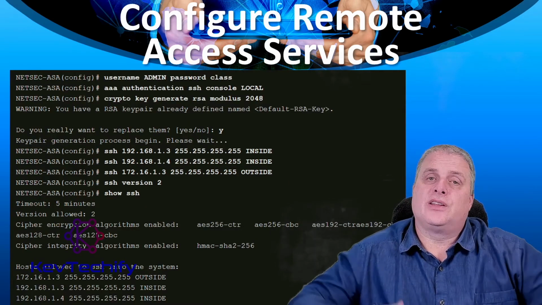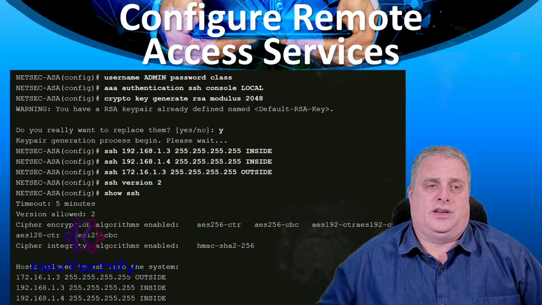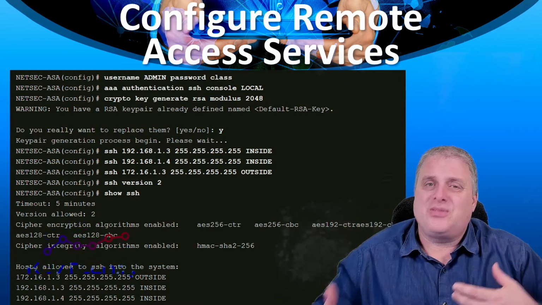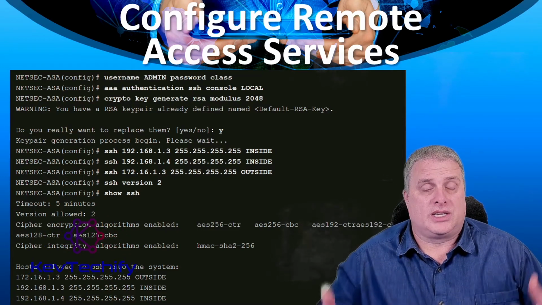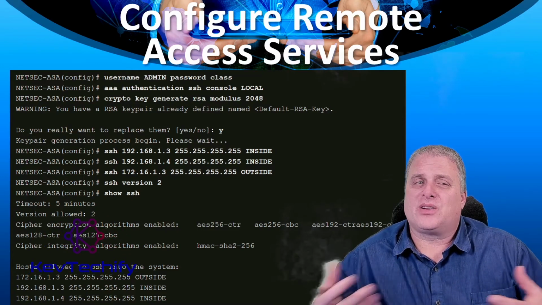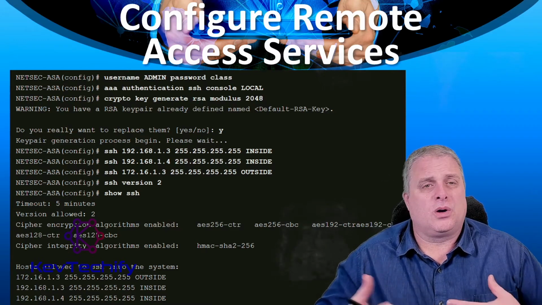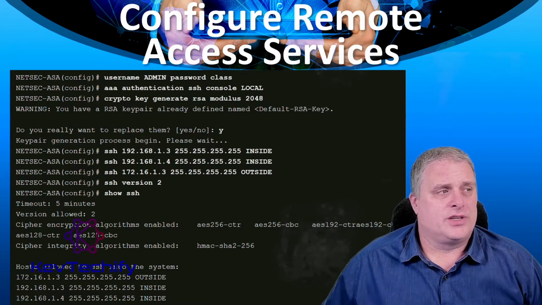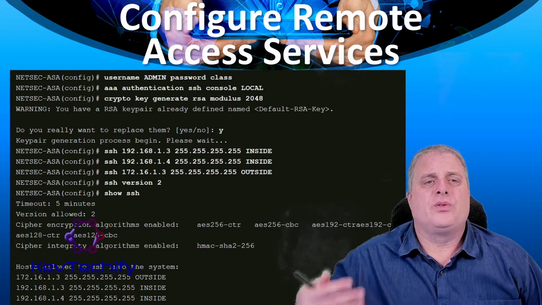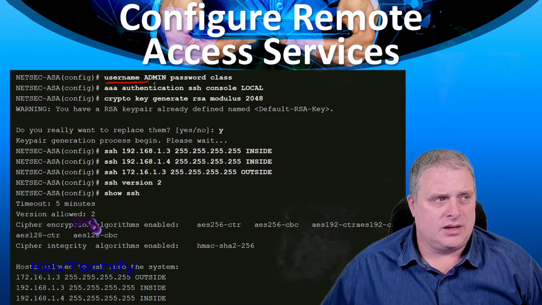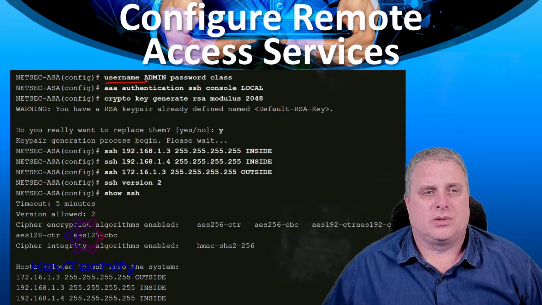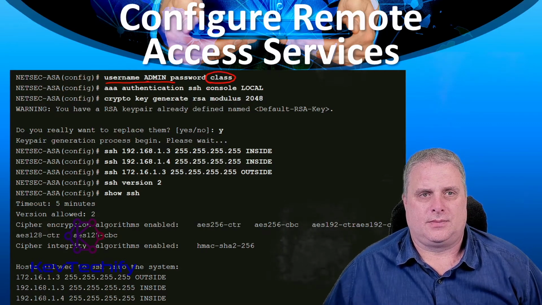To enable SSH, there are several commands you have to enter. And it's about the same process as you would have to do on the router IOS to set up SSH. The commands are a little bit different, and the order is a little bit different. First thing you have to do is create a local database entry. We do that once again by using the username command. So we create the user called admin, and then we set it up with the password of class.